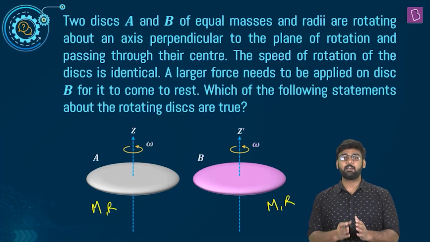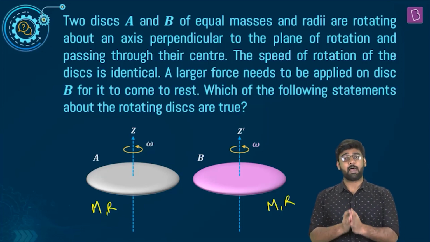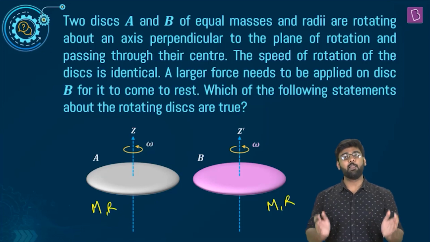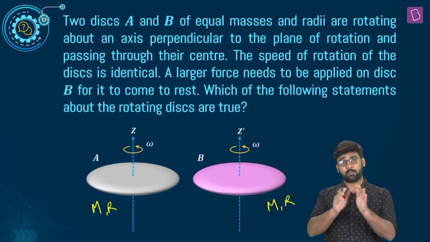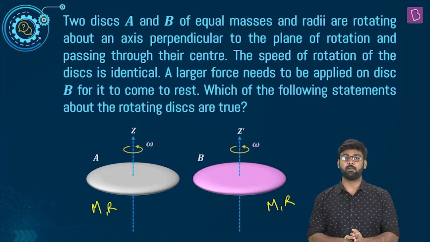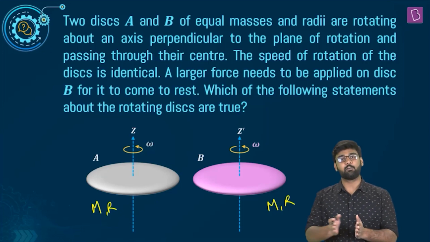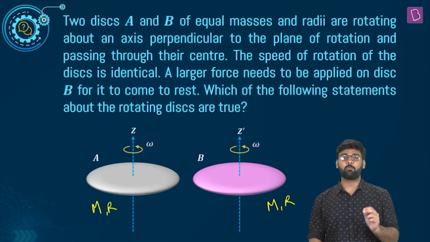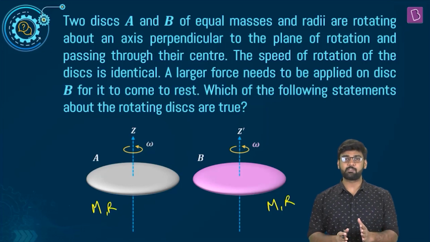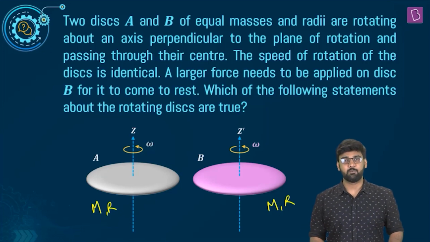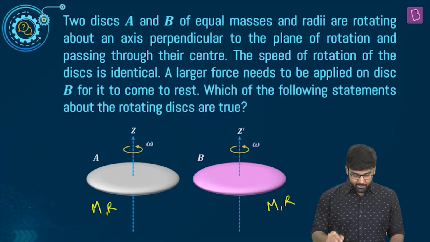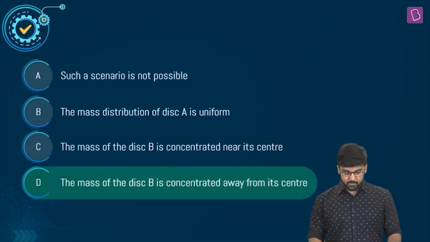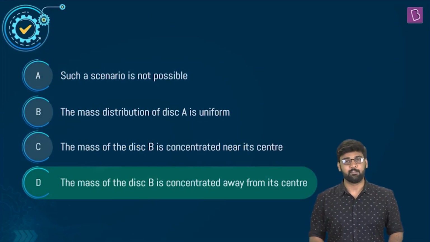That is why a solid sphere has a less moment of inertia than a hollow sphere, because the whole mass of a hollow sphere is concentrated at the surface, while for a solid sphere the mass is distributed throughout the volume. So in this case also, the mass of disk B should be concentrated away from the axis of rotation. So the correct answer for this question should be option D. The mass of disk B is concentrated away from the center.